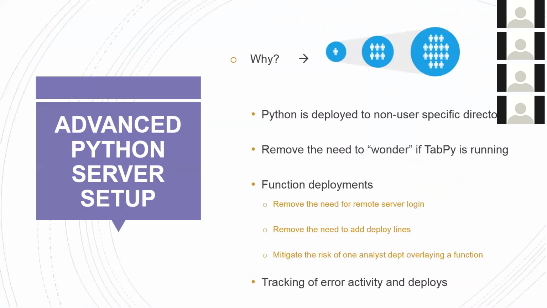Okay, so now the last subject, which I may end up running out of time on, but we'll talk about it a little bit, is the advanced Python server setup. Why do we even address it? We ran into deployment restrictions in terms of enterprise scale and reliability of Python. By default it was deployed to a specific user directory. We wanted it in a non-user directory. And just as you saw earlier, I had to run that startup.bat. We want TabPy to always be available for our analysts.